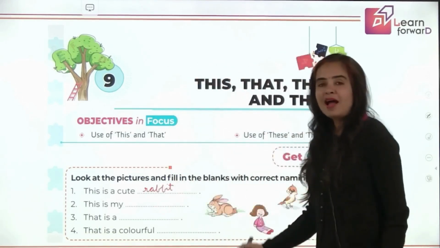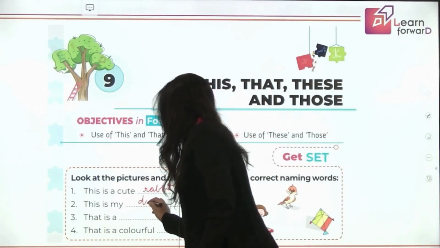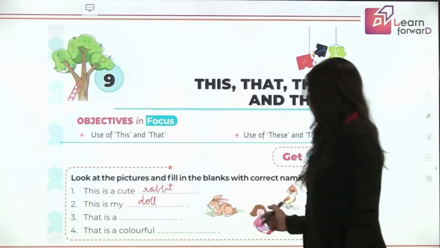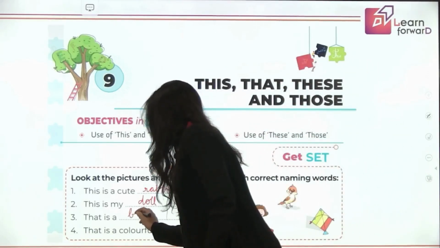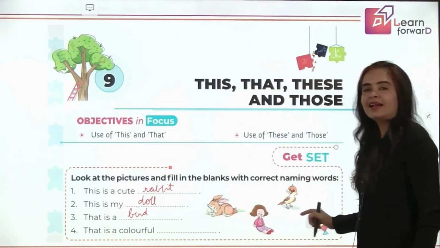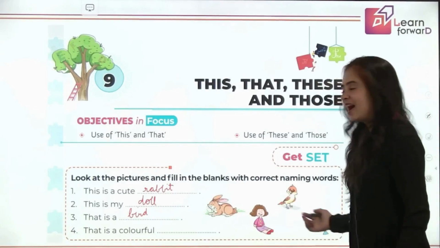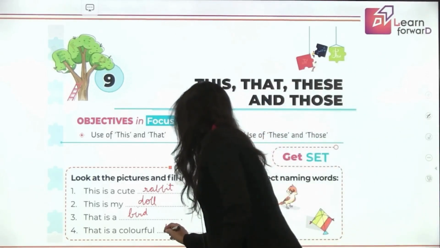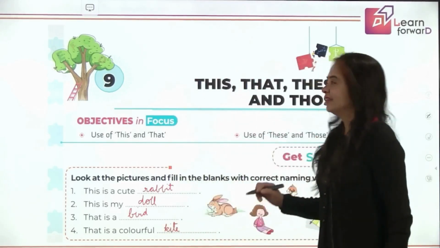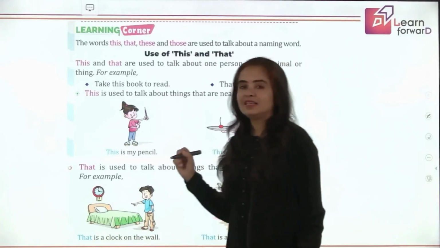This is my doll. Yes. And that is a bird. And what do you find beautiful, colorful here? That is a colorful, the boy's favorite, that is a kite. Yes, that is a colorful kite. And we are done. So let's move ahead and see what is there in this, that, these and those.